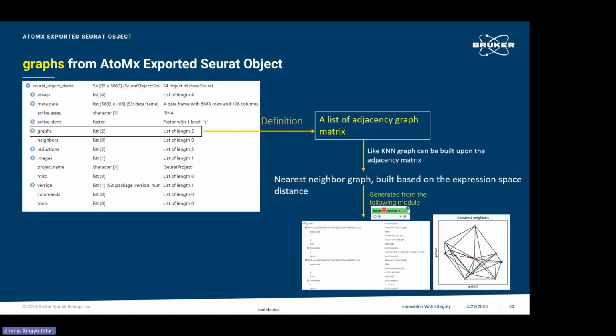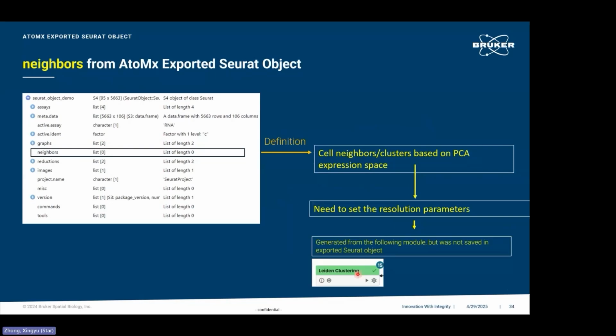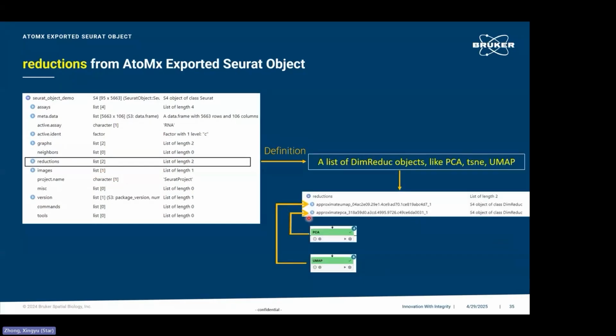Then the expression space module. You can see, if you expand this slot, you will see this information, and neighbors will be generated from the Latent clustering. If you run this module, then the processed data will be stored in the neighbors slot. A reduction as well. So if you run the PCA module and UMAP module, then you will find the processed data in the reduction slot.